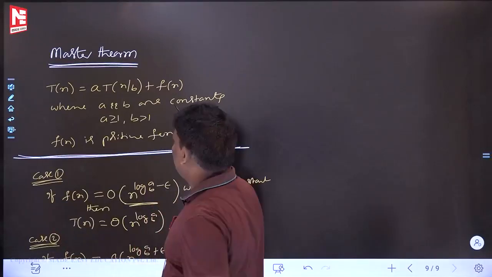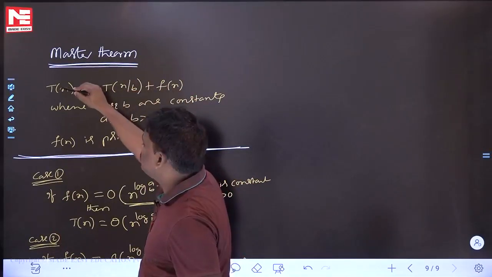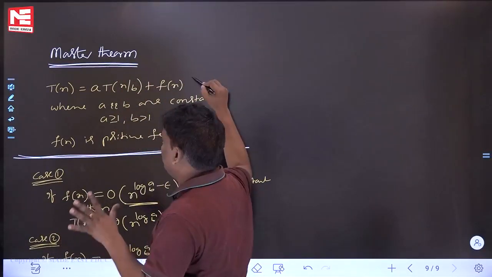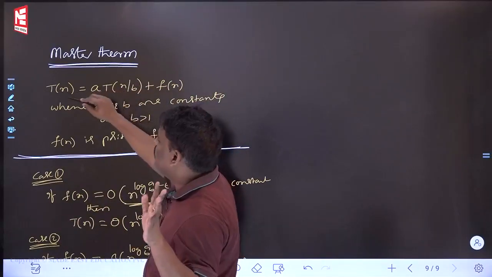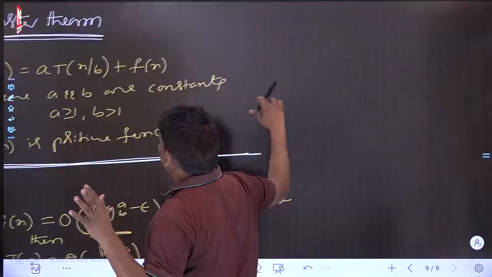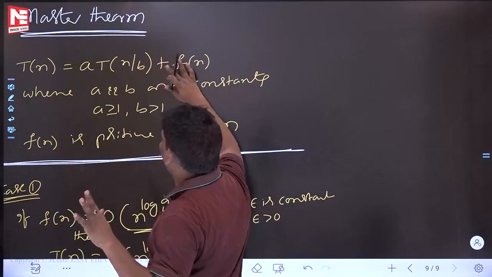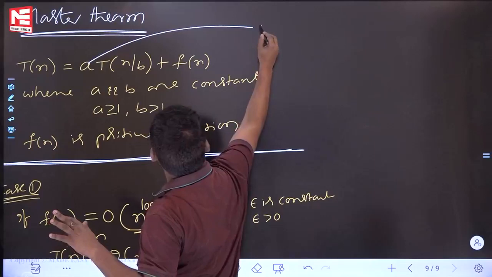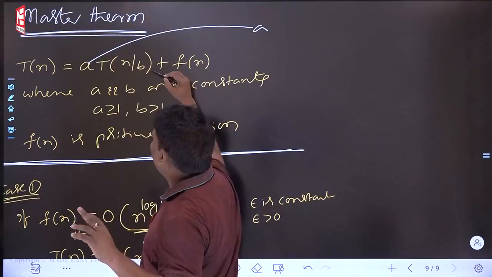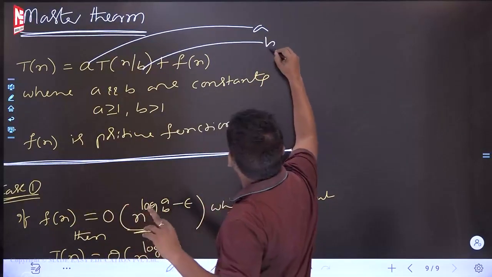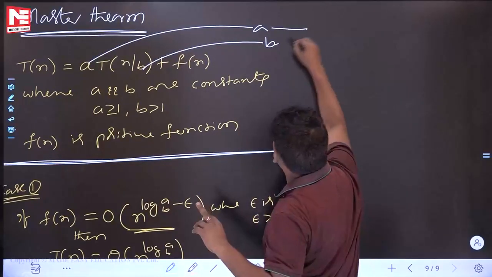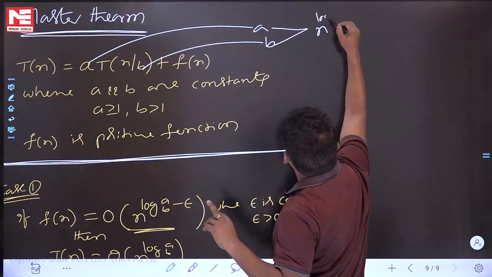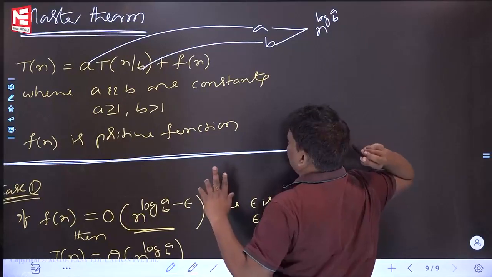If you have this recurrence, T(n) is equal to a T(n/b) plus f(n), please listen. By seeing this recurrence, can you say what the a value is? Yes, whatever is there in this place, that is a. What is the b value? Whatever is there in the b place, that is b. Using these two, just find out n power log a base b.